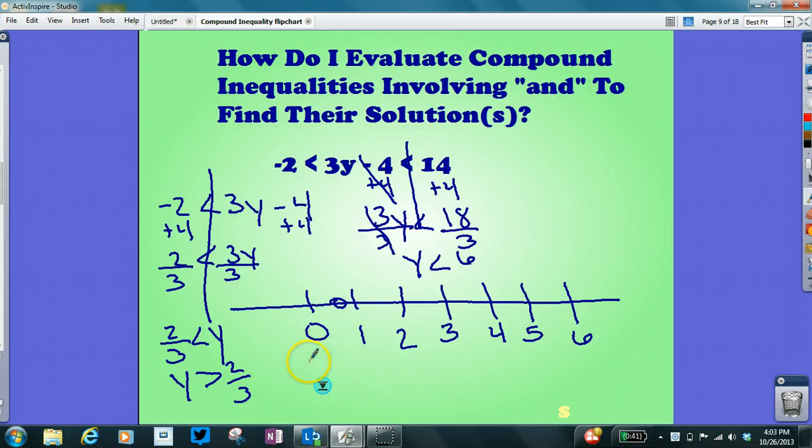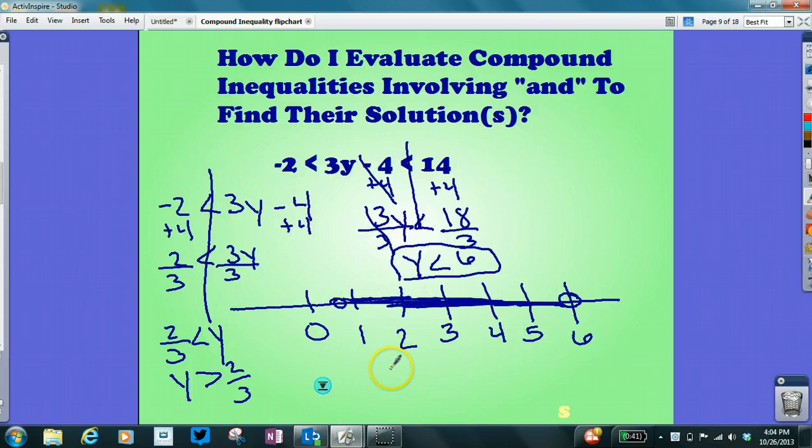So I know if y is greater than 2/3, again, it's still not equal to, so open circle. But then I know also y is going to be less than 6. So again, here I go to my 6, open circle. If y is greater than 2/3 but less than 6, I can color in everything between.